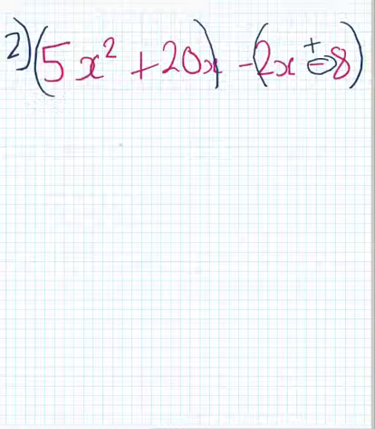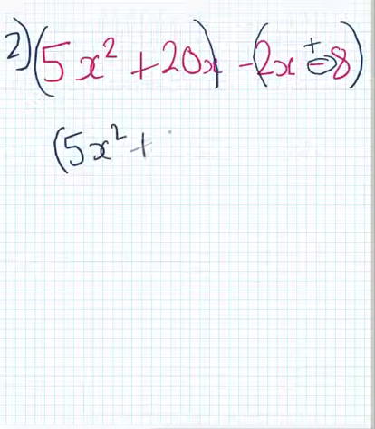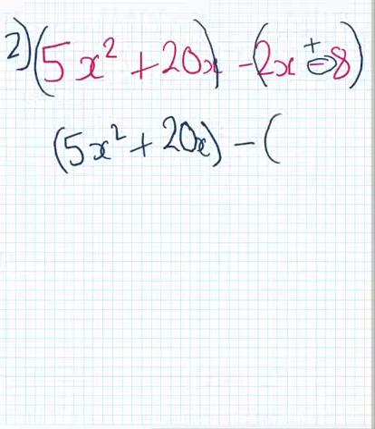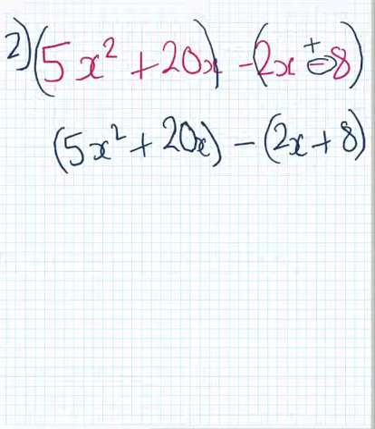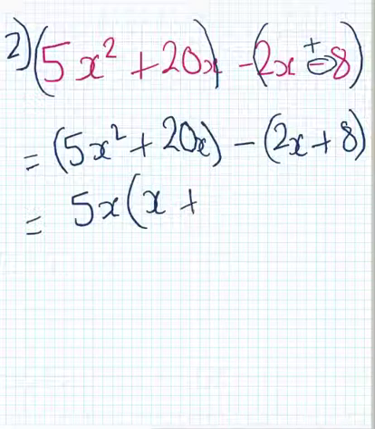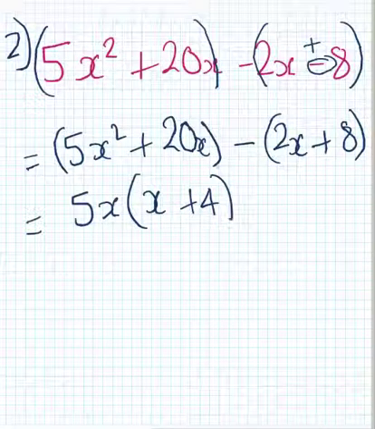So let's just rewrite what we have. We've got, in brackets, 5x squared plus 20x. I now have a take away outside. It's now a positive 2x and now a positive 8. I've put the opposite inside. And once again, if we expand this, we get what we started off with. So now let's take out factors. In here we've got the 5 I can take out as a factor, and also the x. So I'm left with x plus 4, because 5 times 4 is 20, and minus, I can take out 2 as a factor, and I'm left with x plus 4.